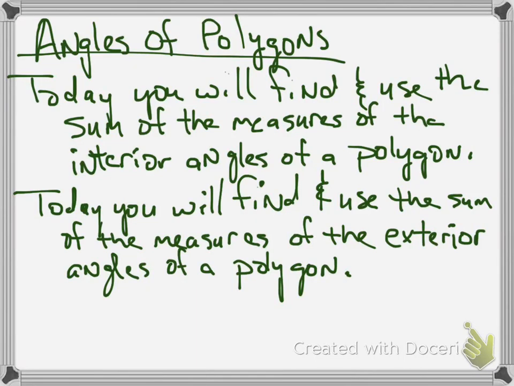Alright, let's get this going. We've got angles of polygons today. You will find and use the sum of the measures of the interior angles of a polygon, and you will find and use the sum of the measures of the exterior angles of a polygon.